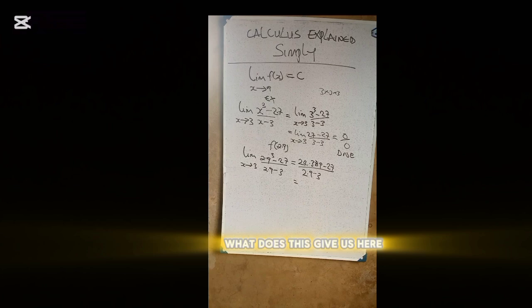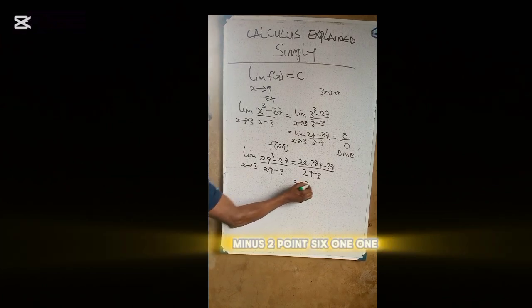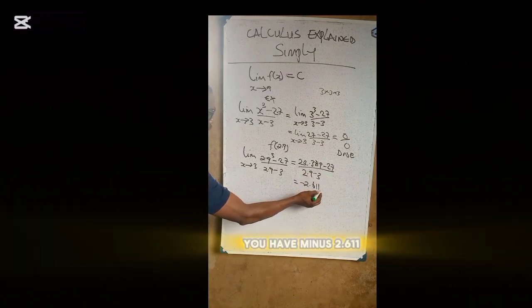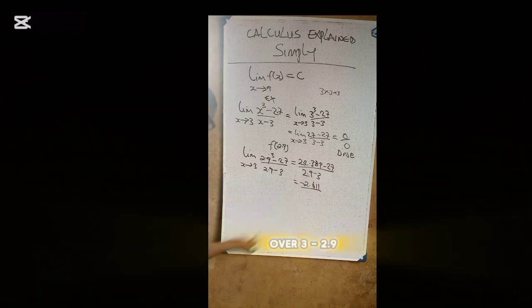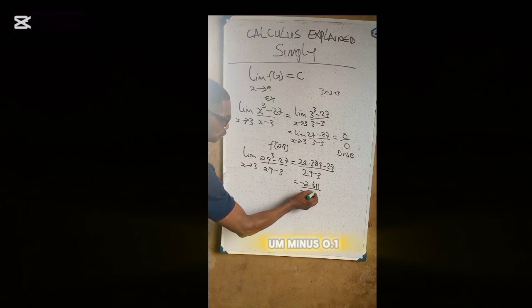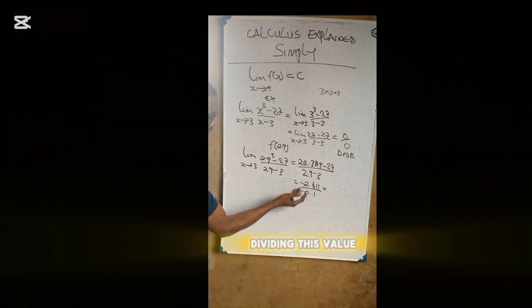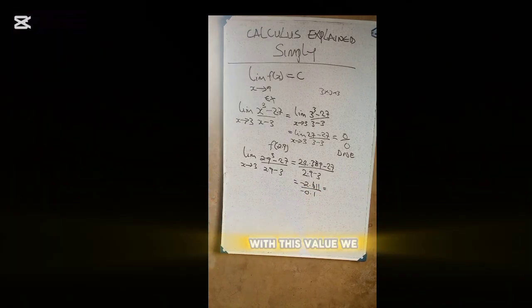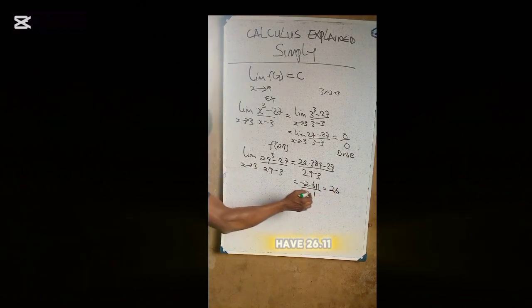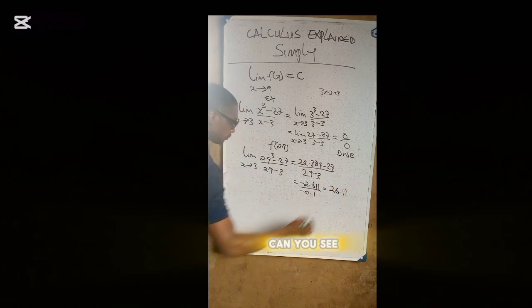What does this give us? Here we're going to have minus 2.611. If you subtract 27 from 24.389, you have minus 2.611 over 3 minus 2.9. That gives us minus 0.1. Dividing this value by this value, we'll have 26.11. You see? Can you see?